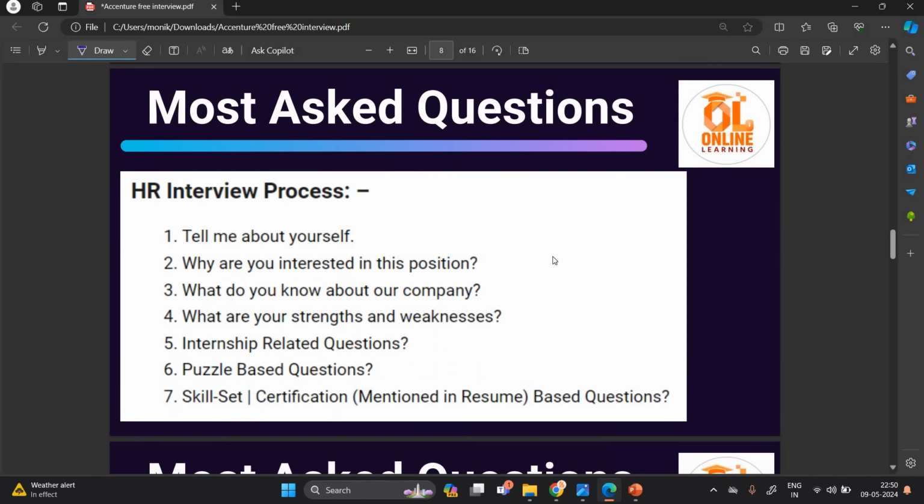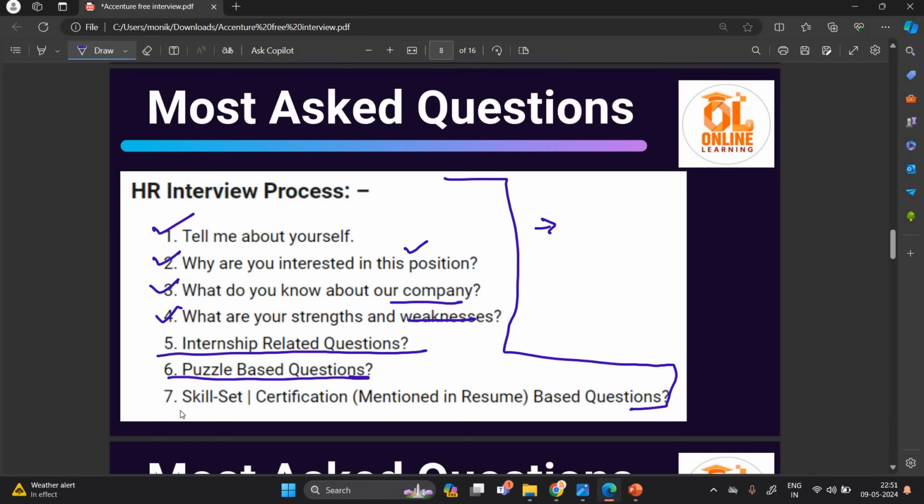Next is related to the HR interview process. What is the HR interview process? Tell me about yourself. Why are you interested in this position? What do you know about our company? What are your strengths and weaknesses? Internship related questions, puzzle based questions, skill set, and certification mentioned in the resume based questions. These are the most asked HR questions in the interview, guys.